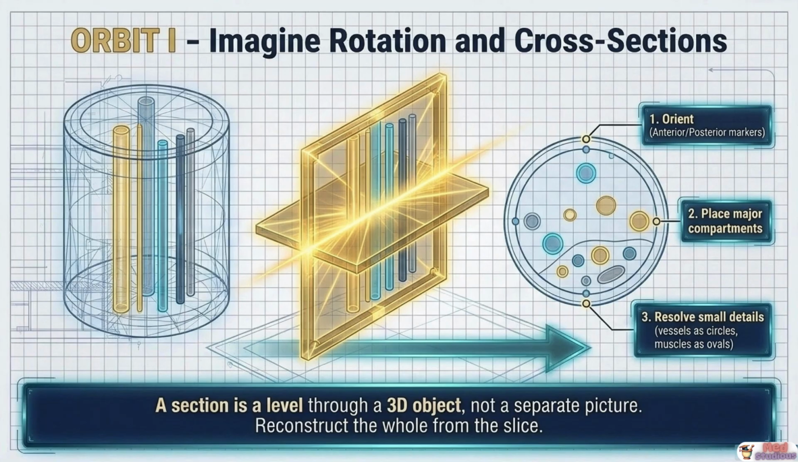On CT or MRI, a muscle may appear as an oval, a vessel as a small circle, and a bone as a cut profile. Do not treat that slice as an unrelated picture. It is one level through the same three-dimensional region. Orient the slice, find the largest landmarks, place the major compartments, and then identify smaller structures. If you move the slice upward or downward, expect shapes and contents to change. The skill is reconstruction, using one section to infer the whole.